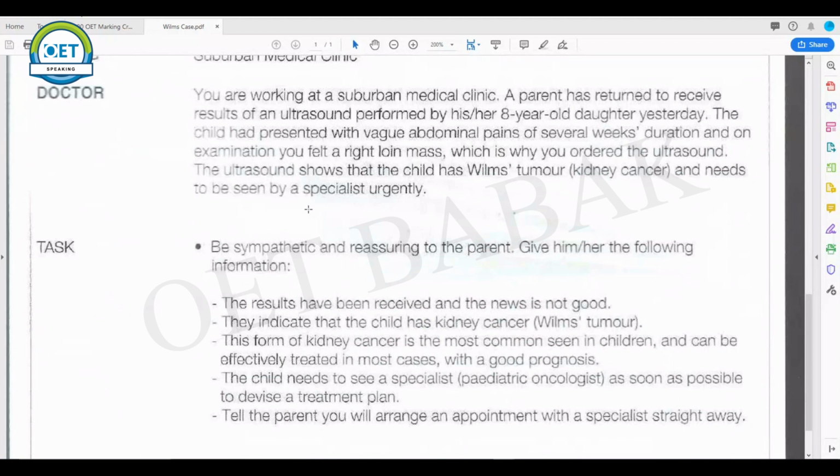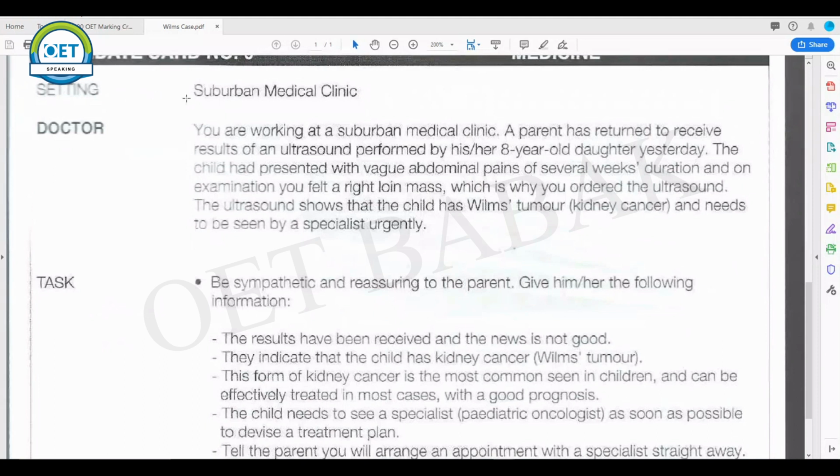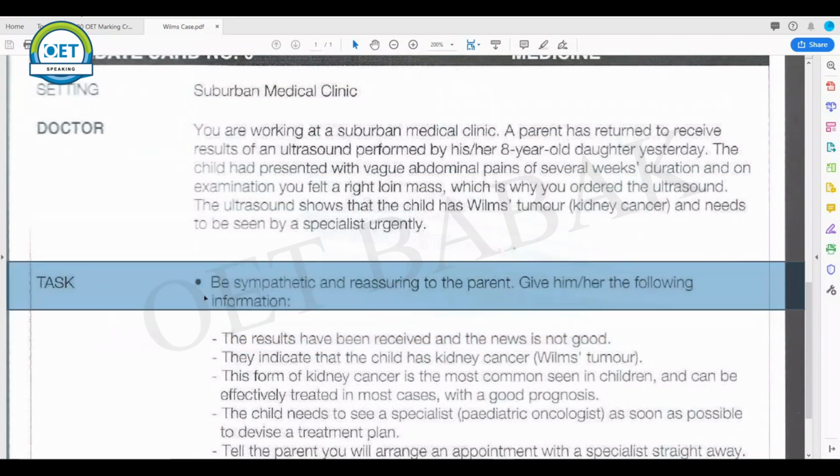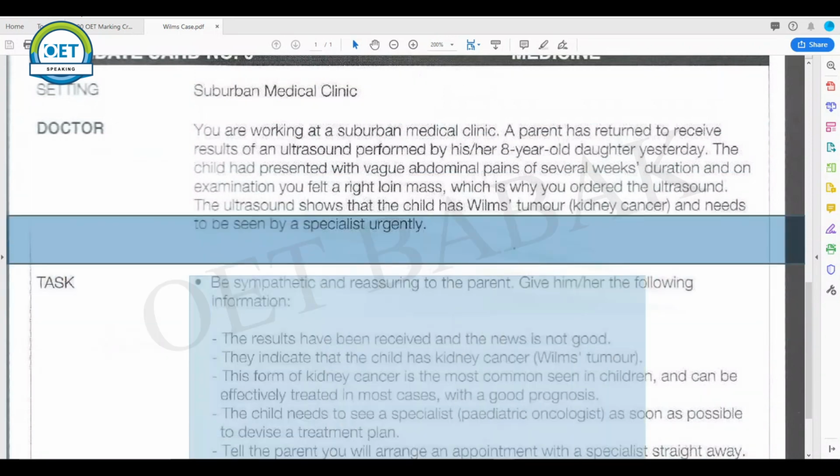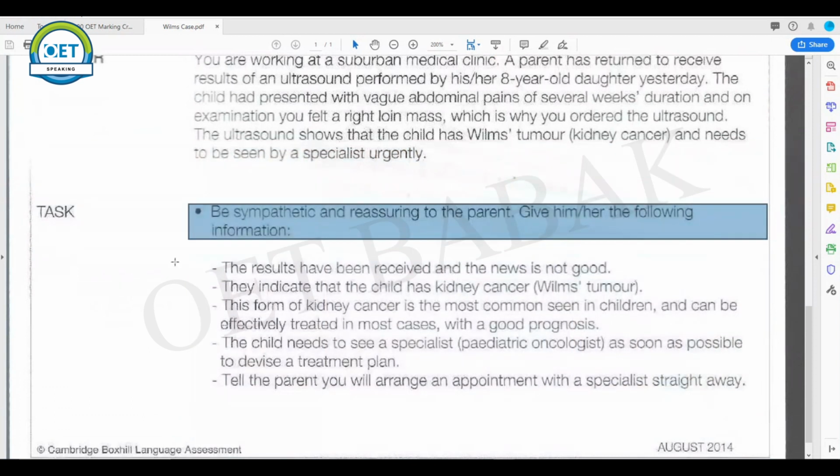In this task, they give you a scenario, basically the setting, suburban medical clinic. Then this is the background information. Then they give you a task. And you were supposed to, in the previous system, cover all of these. This one, this one, this one, this one, this one. So it's 1, 2, 3, 4, 5 items that you had to finish. And this is the old system, and it's no longer the case.